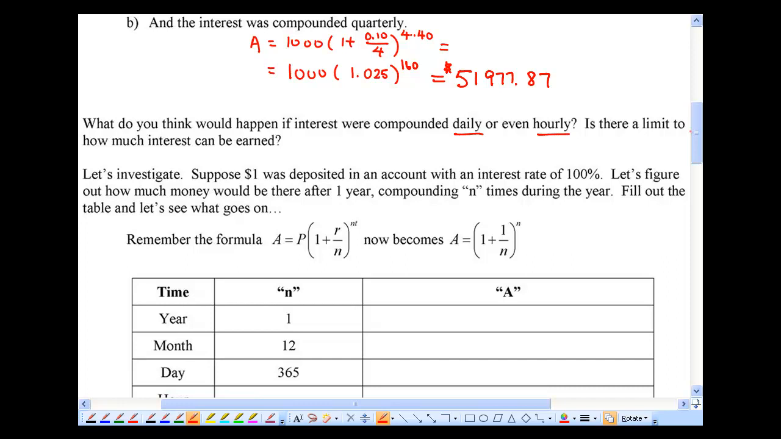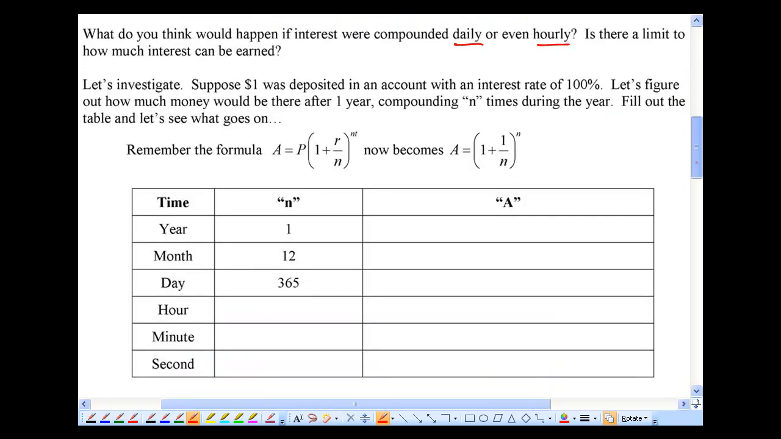So let's figure out how much money you would have after 1 year if you compound it n times. Now, n is something that we're going to change, and we're going to use this table underneath to help us figure this out. Remember, I'm depositing $1, so my principal is 1. The interest rate is 100%, therefore R is also 1. That simplifies to (1 + 1/n)^n. And because t is 1 year, that exponent just becomes n.